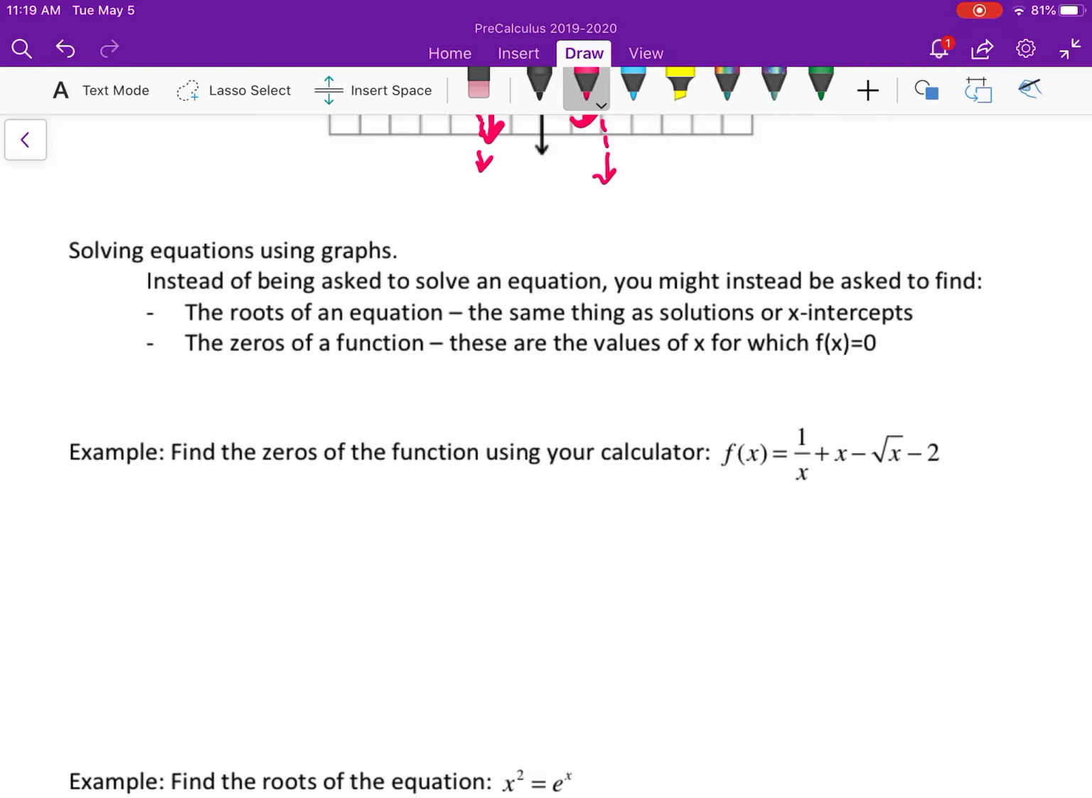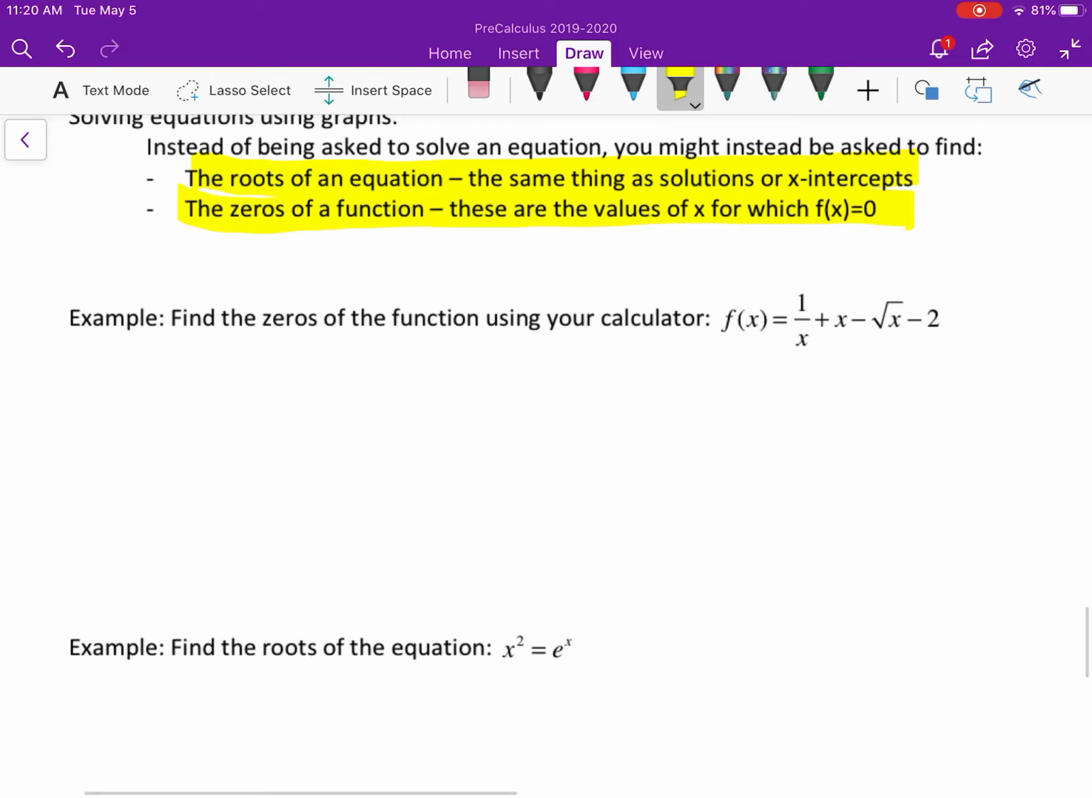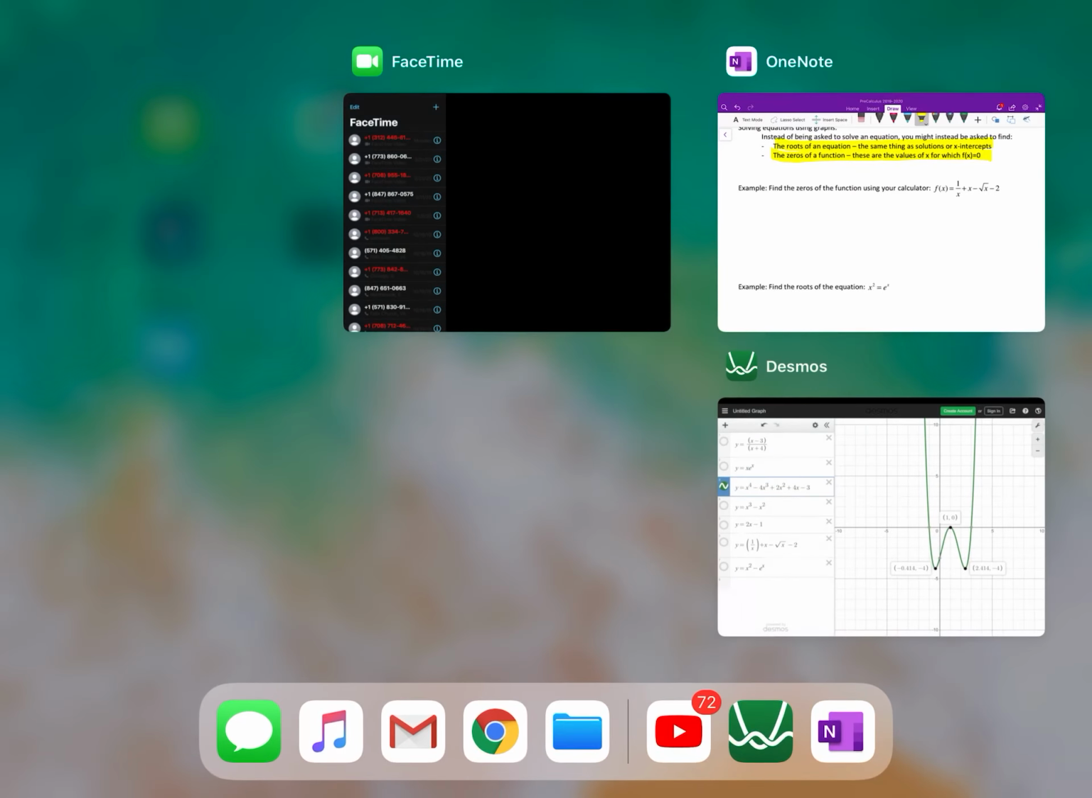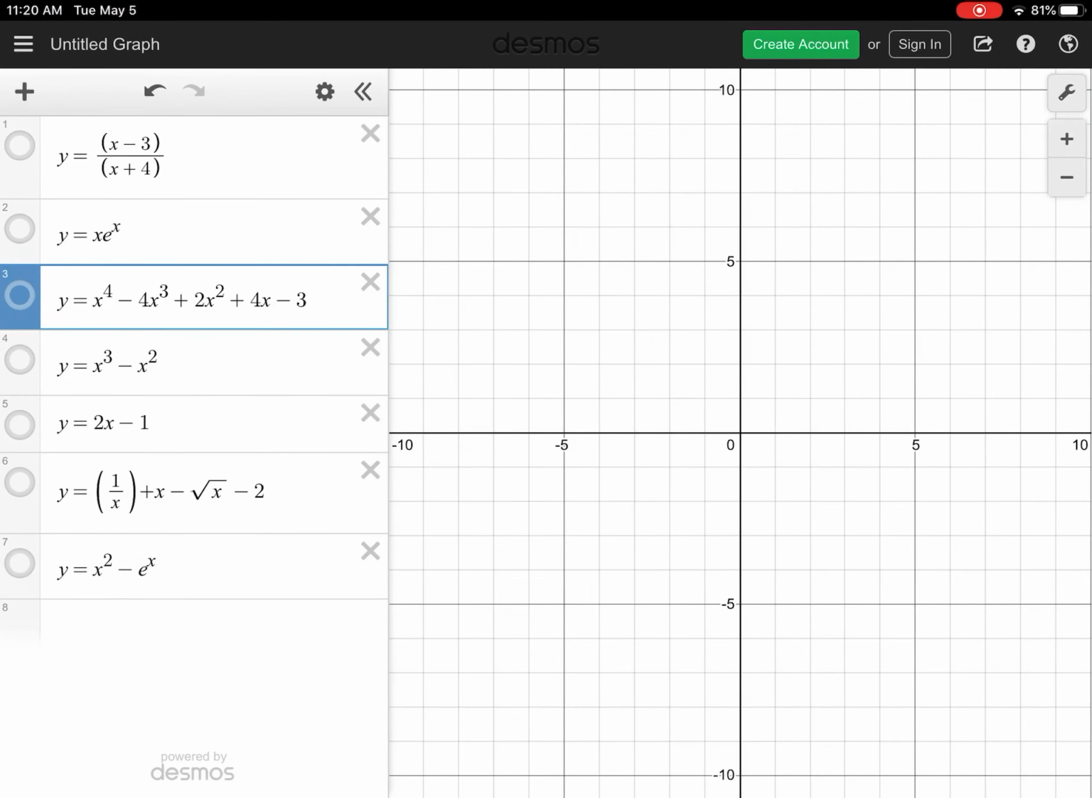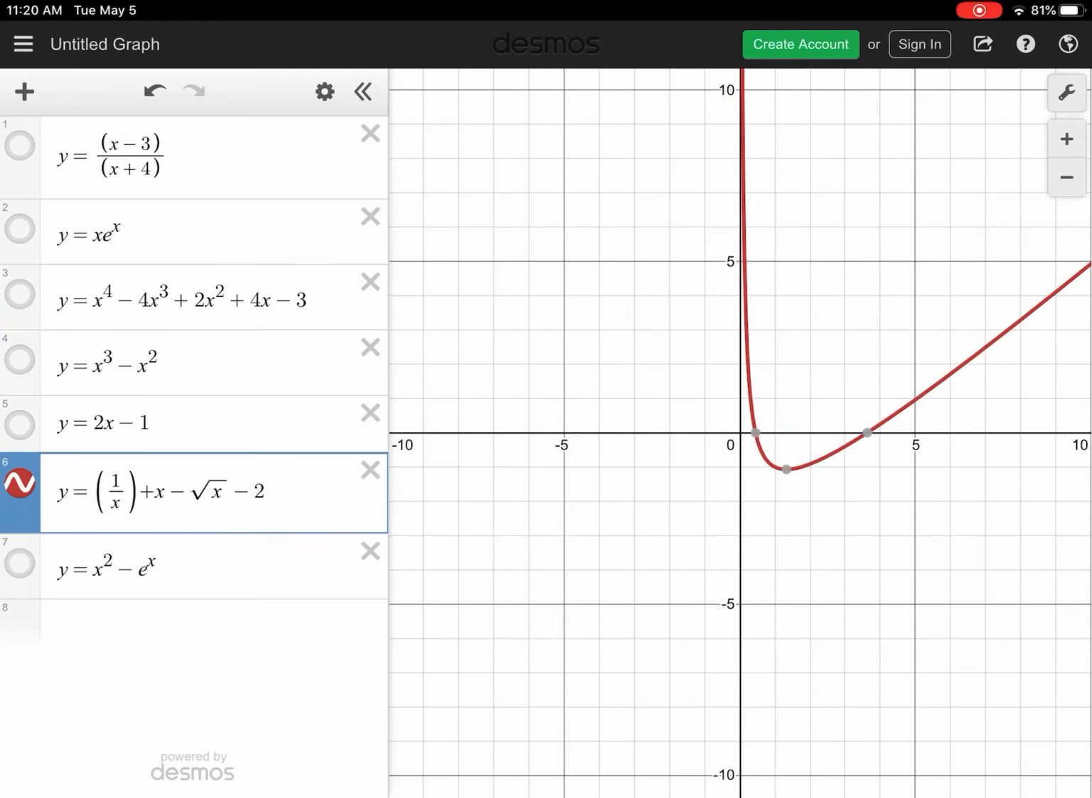All right. Solving equations using graphs. Instead of being asked to solve an equation, you might instead be asked to find the roots, which is the same thing as solutions, or x-intercepts, or the zeros. Okay, those are all the same thing. Find the zeros of this function using your calculator. So again, I put that in Desmos. Here it is, and that is what it looks like.